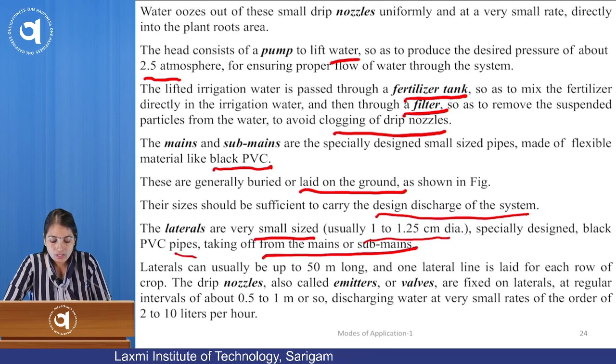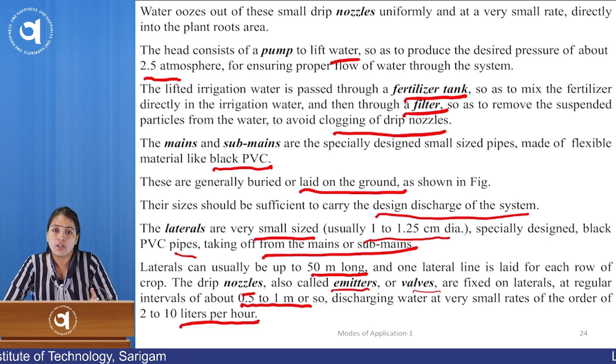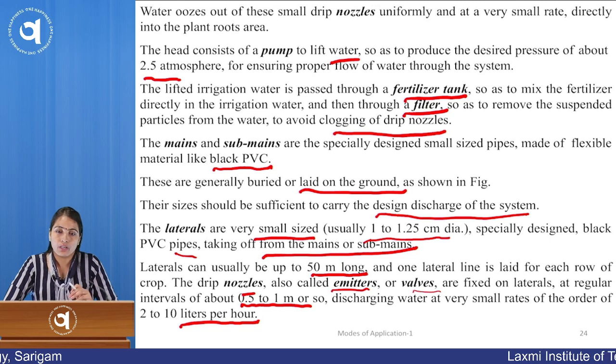Laterals are generally 50 meters long, and these emitters or valves are fixed to the lateral at an interval of 0.5 to 1 meter or so. This is discharging at a very small rate, in the order of 2 to 10 liters per hour. So if you want to save your water, and where there is an area with scarcity of water, we can have a good crop yield by adopting this type of irrigation method.